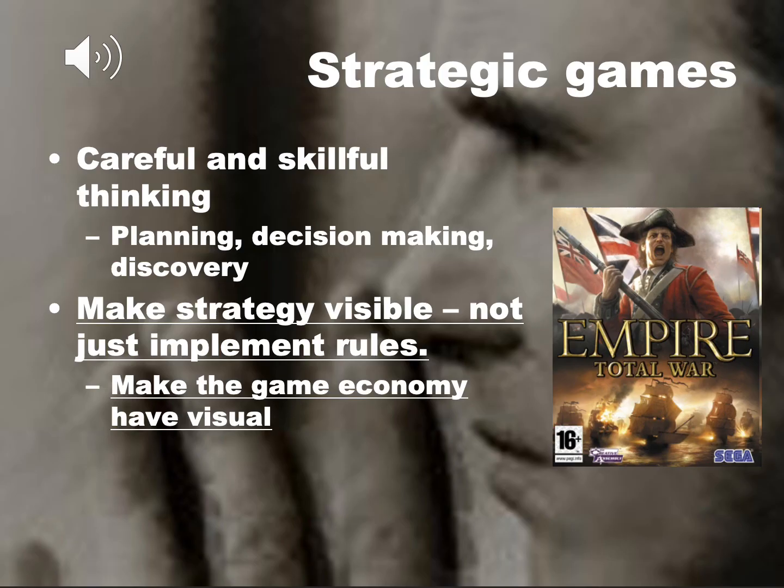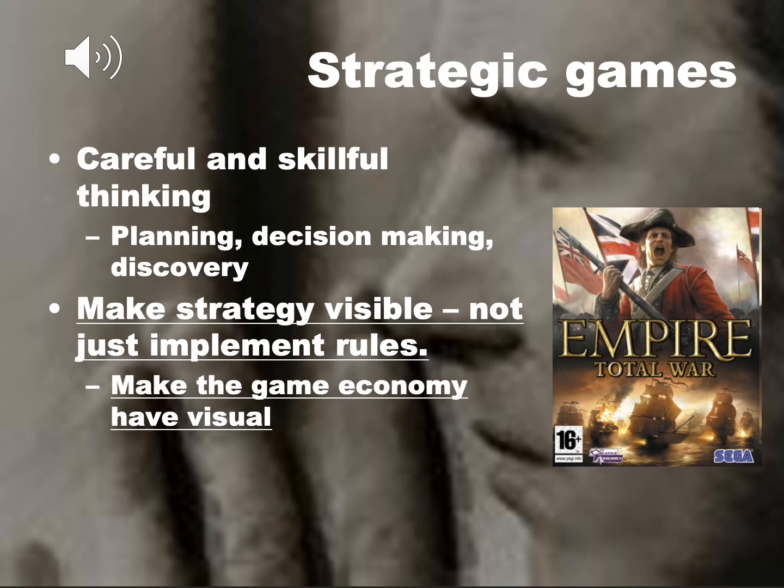When designing a more strategic game, we want the player to be careful and have skillful thinking. So this is our core ability. We want planning, decision-making, discovery, those kinds of things. But it might be easy to create those rules. The biggest challenge is to make those rules visible graphically in the game experience so that they have a physical form that the player can discover. If they don't have a visual form, the player is going to have to experience them over a long time, and this makes it very, very hard.